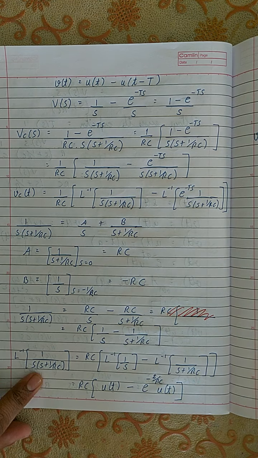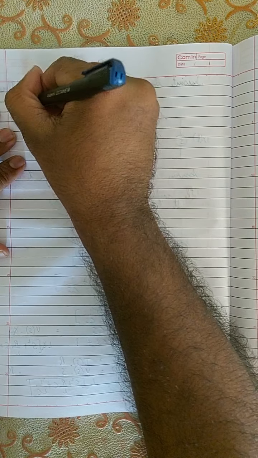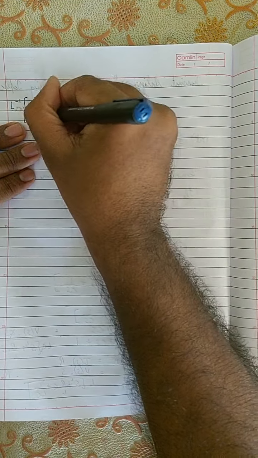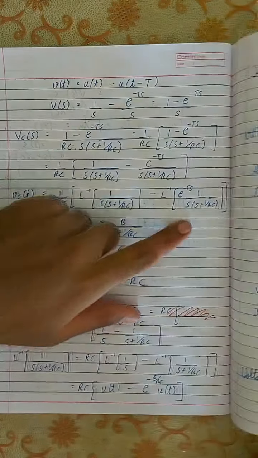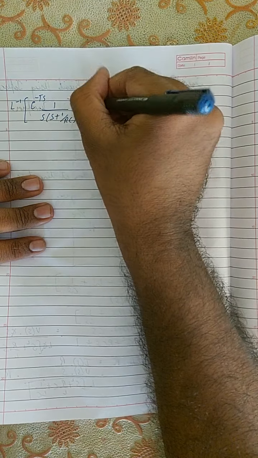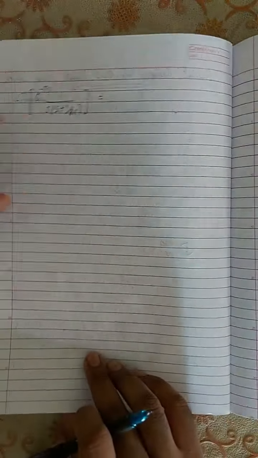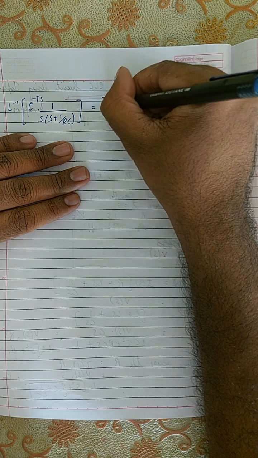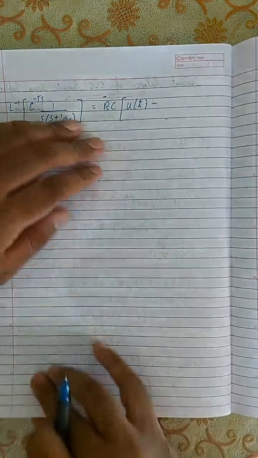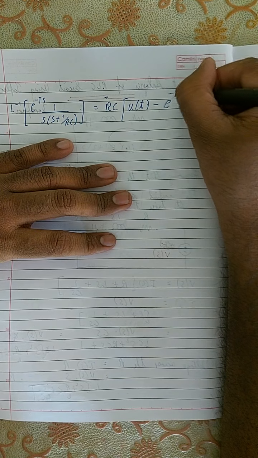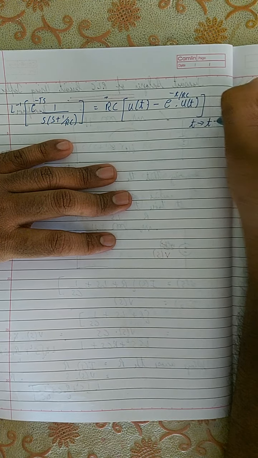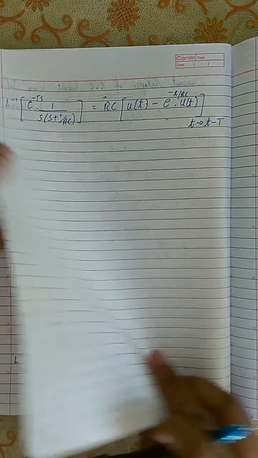So if this is the Laplace inverse of this, then the Laplace inverse of the second term, e raised to minus Ts into 1 by S into S plus 1 by RC, is nothing but the same thing, but replacing t with t minus capital T. That is RC into u of t minus e raised to minus t by RC into u of t, again replacing t with t minus capital T.